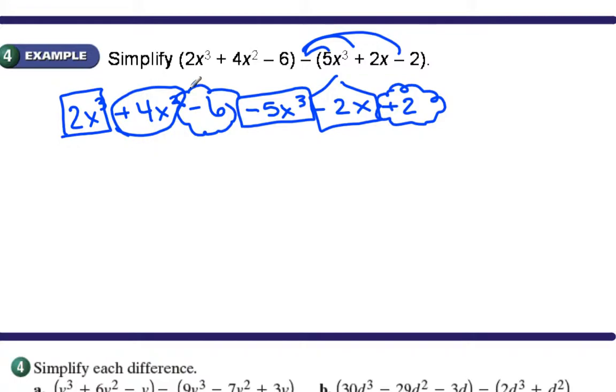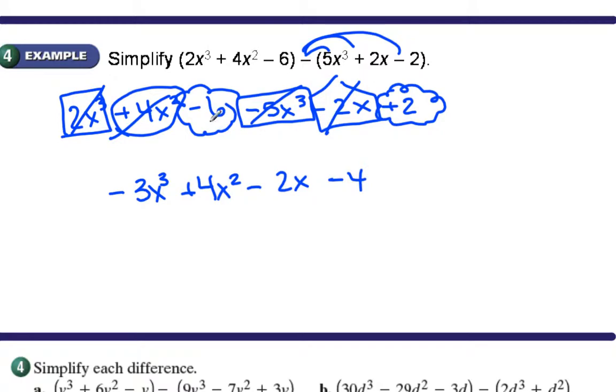All right. So the cubed is the largest. So 2x cubed minus 5x cubed is going to be negative 3x cubed, right? Because 2 minus 5 is negative 3. Those cancel out. Now we're looking for the next largest degree, degree 2. It's the only one, 4x squared. Then we go through, next is degree 1, this minus 2x. And then we have negative 6 and positive 2. Negative 6 plus 2 would give us negative 4.